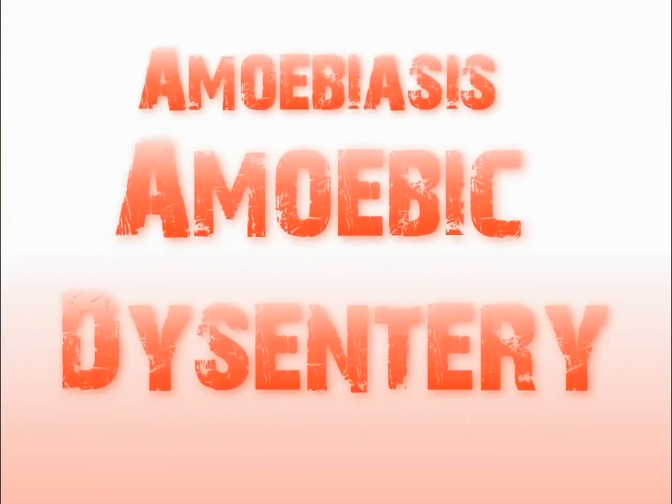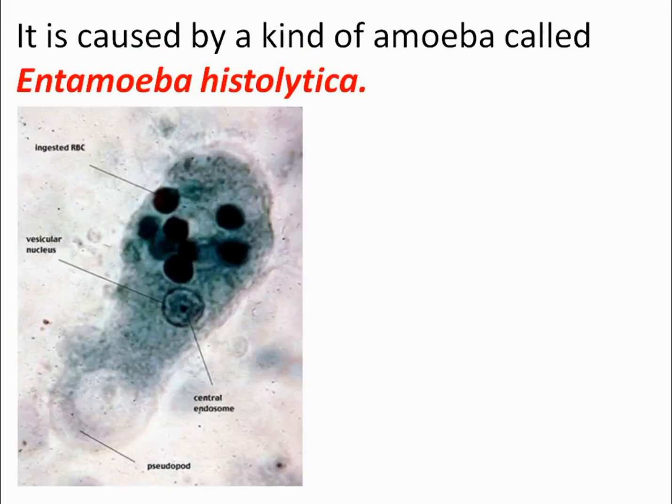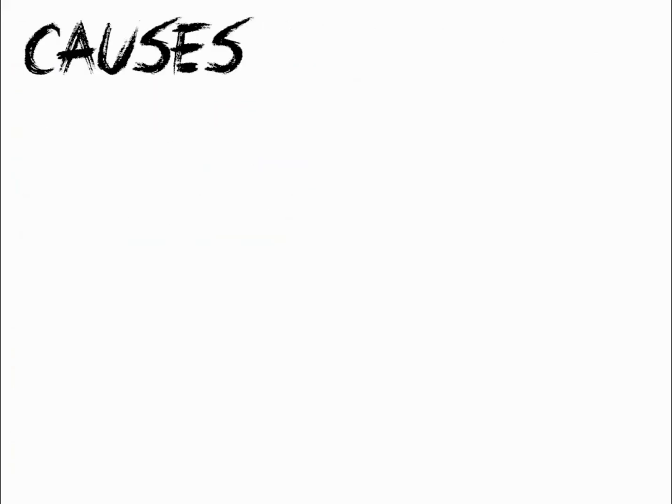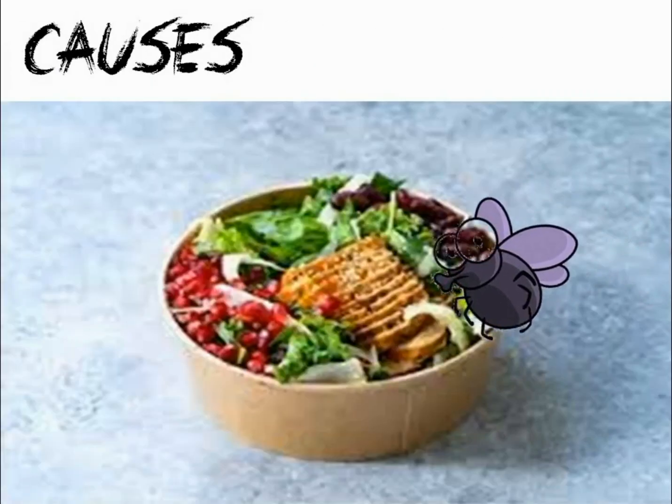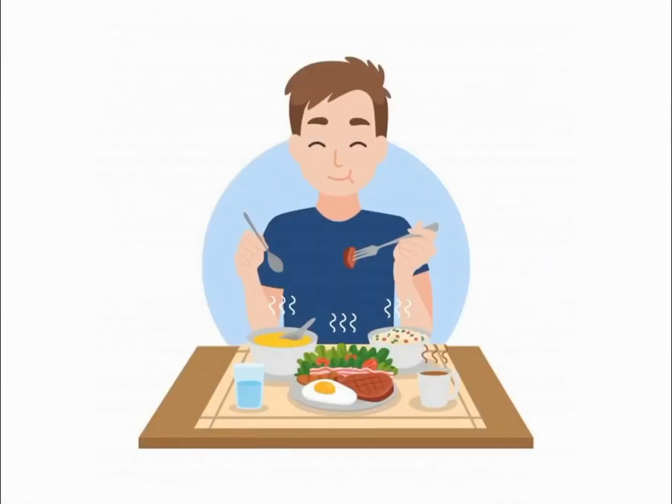So the next disease we are going to learn is amoebic dysentery, which is also known as amoebiasis. Amoebic dysentery is caused by a kind of amoeba called Entamoeba histolytica. We learned in before lessons, right? So this is how Entamoeba histolytica looks like. It is caused by a contamination of food by our public enemy, which is houseflies. So when we eat that contaminated food, we get amoebic dysentery.